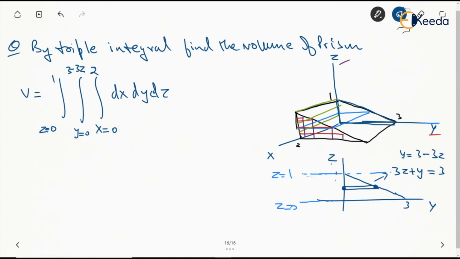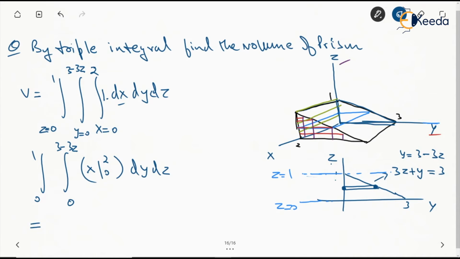So let's say if we start integrating in terms of x first, the limits are 0 to 2, which is constant, and if the function is 1 simply, it is going to be integration of x with limit 0 to 2, dy dz. The limit is 0 to 3 minus 3z, 0 to 1. The limit 0 to 2 will give us 2, then integral 0 to 1, 0 to 3 minus 3z dy dz.